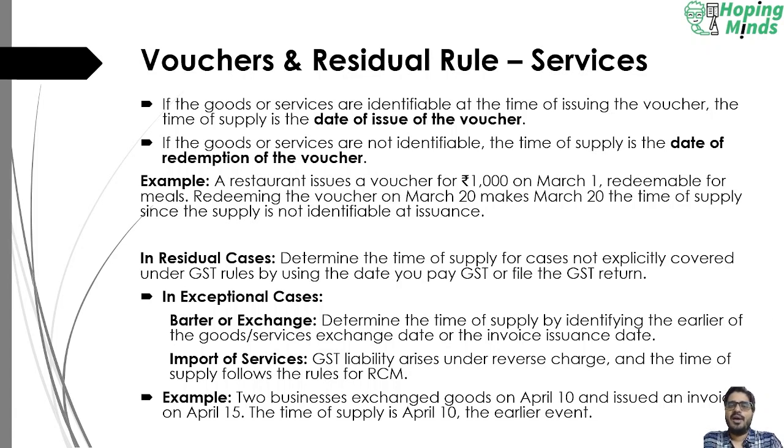For example, a restaurant issues a voucher for rupees 1000 on 1st March redeemable for meals. Redeeming the voucher on March 20th makes March 20th the time of supply, since the supply is not identifiable at the time of issuance of such voucher.